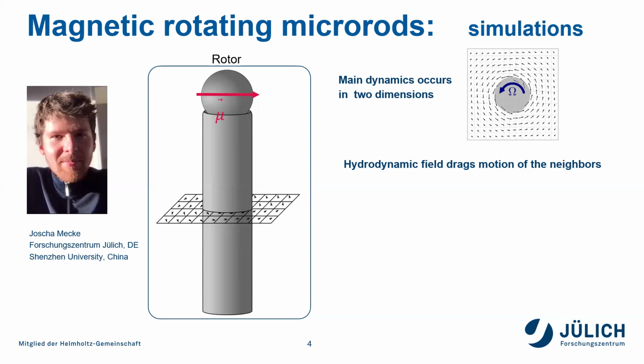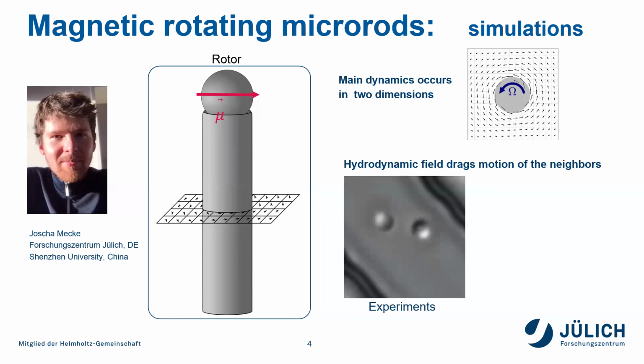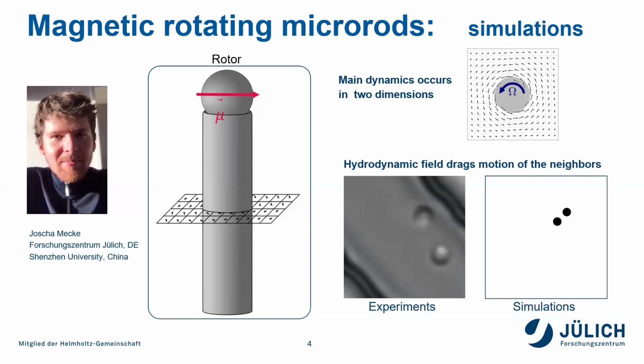But if you have another particle close to it, it drags it along. Here you can see the experiments of 2 particles, how they are rotating around each other. And if we make simulations, you also see this type of rotation, which is going to be faster or slower depending on how far away these particles are. And of course, there are thermal fluctuations such that they will displace close or far away.